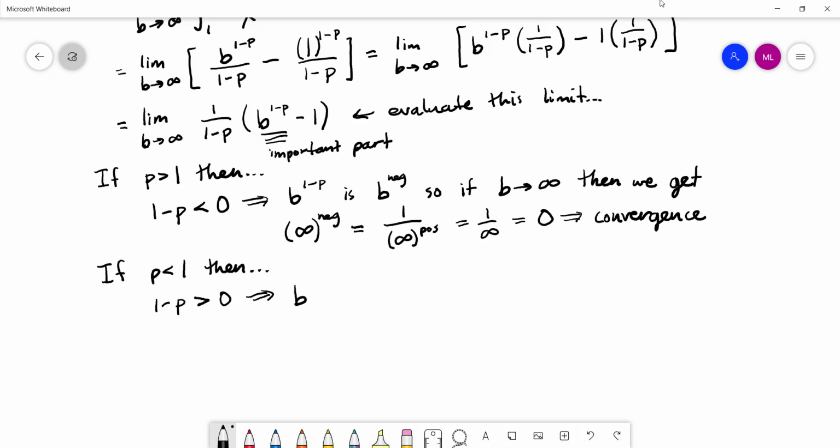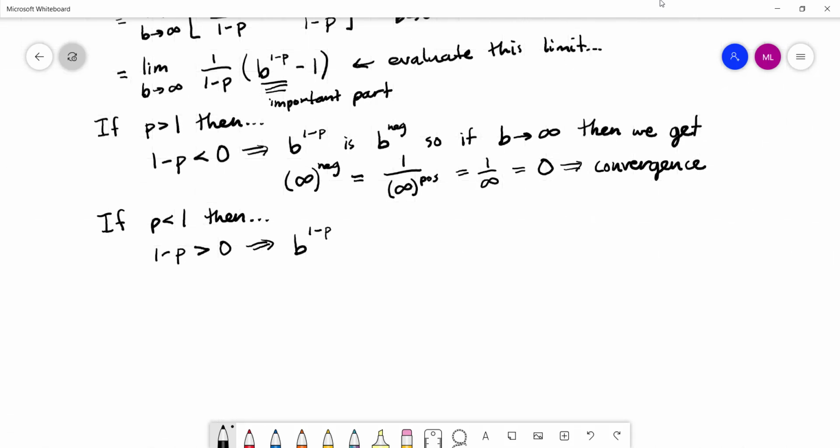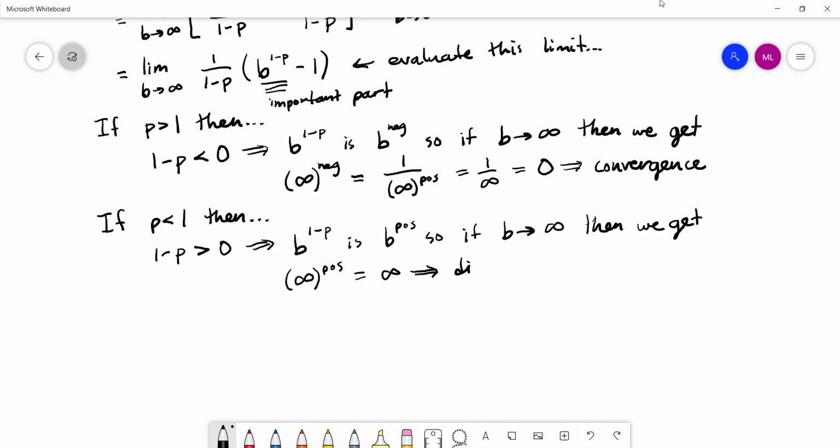When I look at that important part, b to the 1 minus p, it is now b to some positive power. I don't know what it is, but it's some positive power. So if b goes to infinity, then following the same logic, we get infinity to some positive power. And that whole thing is just going to clearly be infinity. And that implies we are going to get divergence of our result. The whole thing, if this piece goes to infinity, the whole thing will go to infinity.